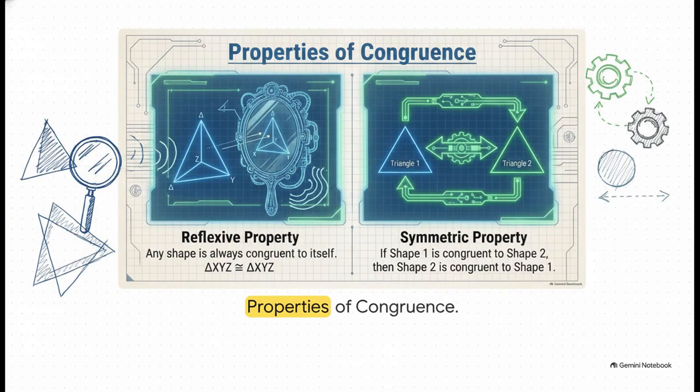To really master this mirror world, just remember two absolute properties. First, the reflexive property. If a shape looks directly into a mirror, it is always congruent to itself. Triangle XYZ is congruent to triangle XYZ. Simple enough. Second, the symmetric property. The mirror is a two-way street. If shape 1 is a perfect clone of shape 2, then shape 2 is unquestionably a perfect clone of shape 1.